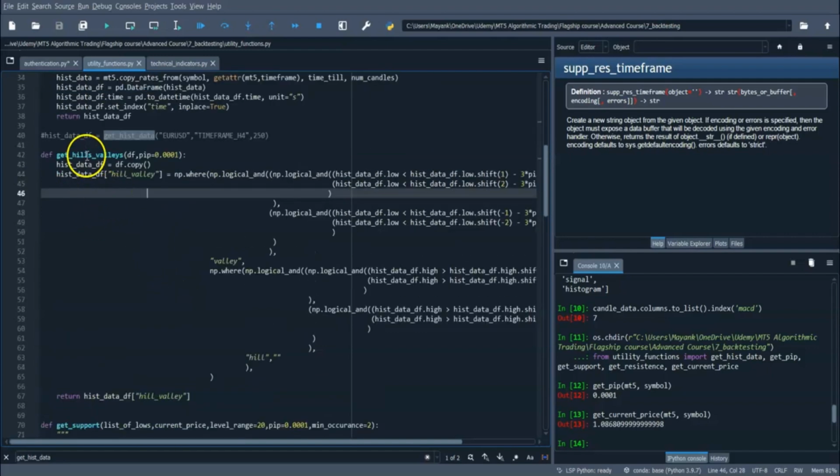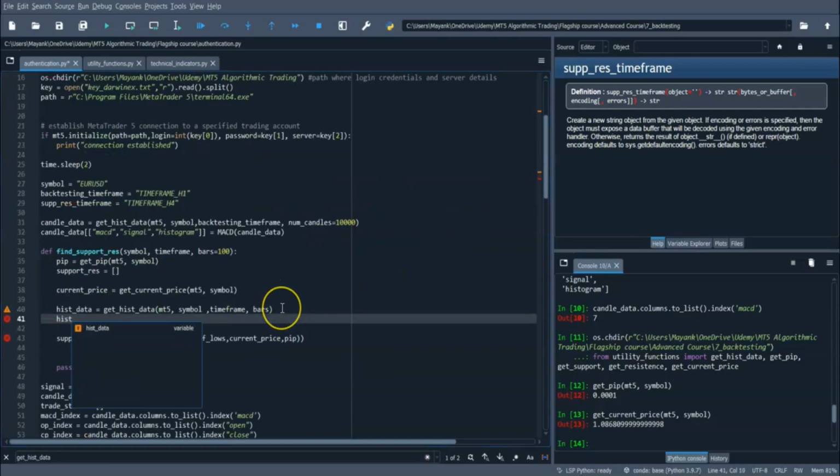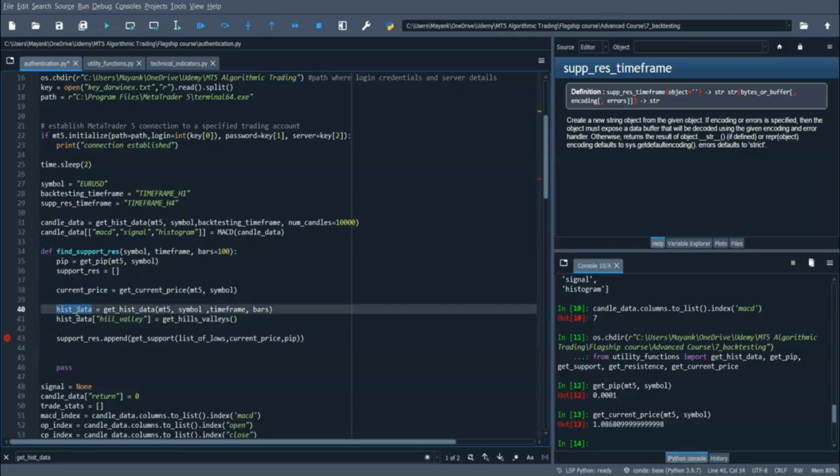So for that, we'll have to call the get hills valleys function. So let's do that as well. Get hills and valleys, very nature friendly. And here, hist data hill valley is equal to get hills valleys hist data, right?